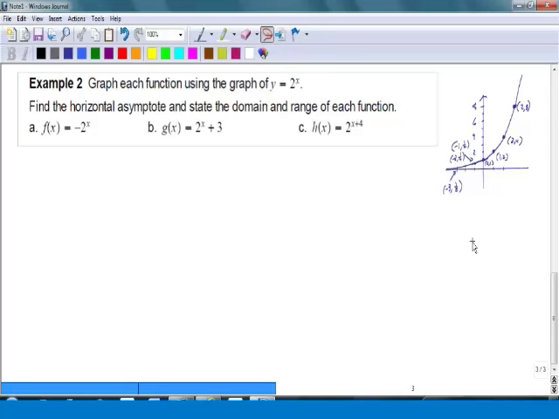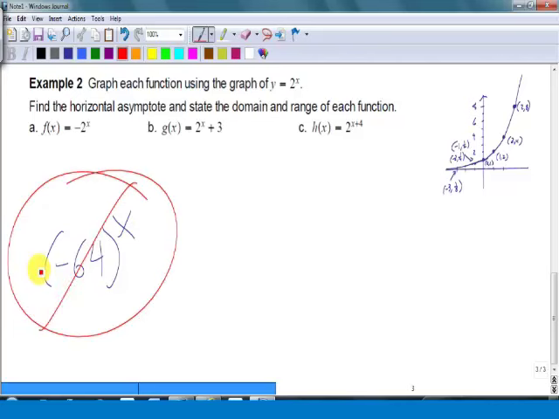F of x equals. Now, we talked at length about why we don't want the base to be negative. We do not want that because we want to have real numbers as the answer. So when we say a negative sign and then 2 to the x power, we're not raising negative 2 to the x power. We're raising positive 2 to the x power and then doing what?